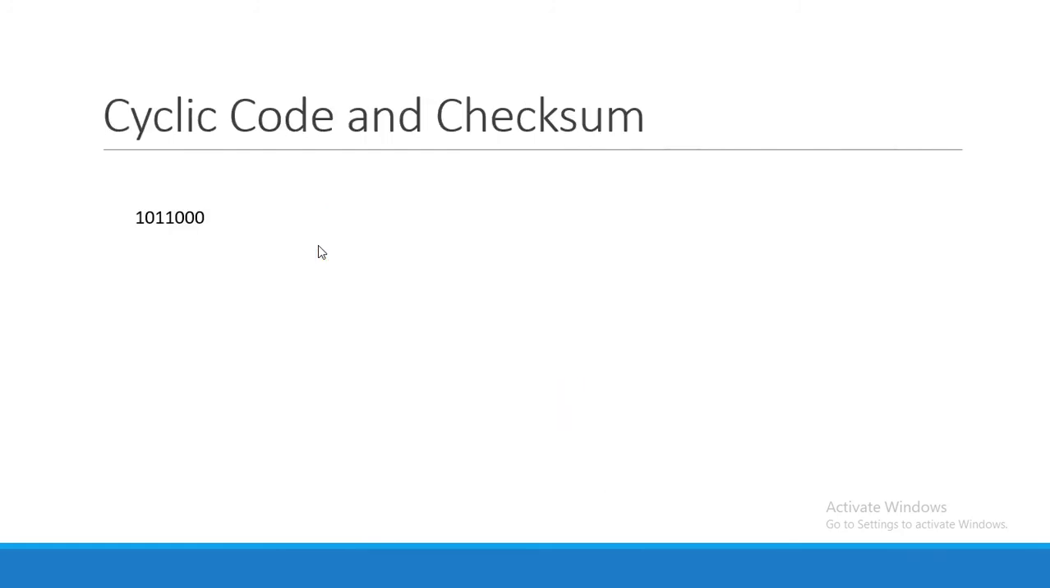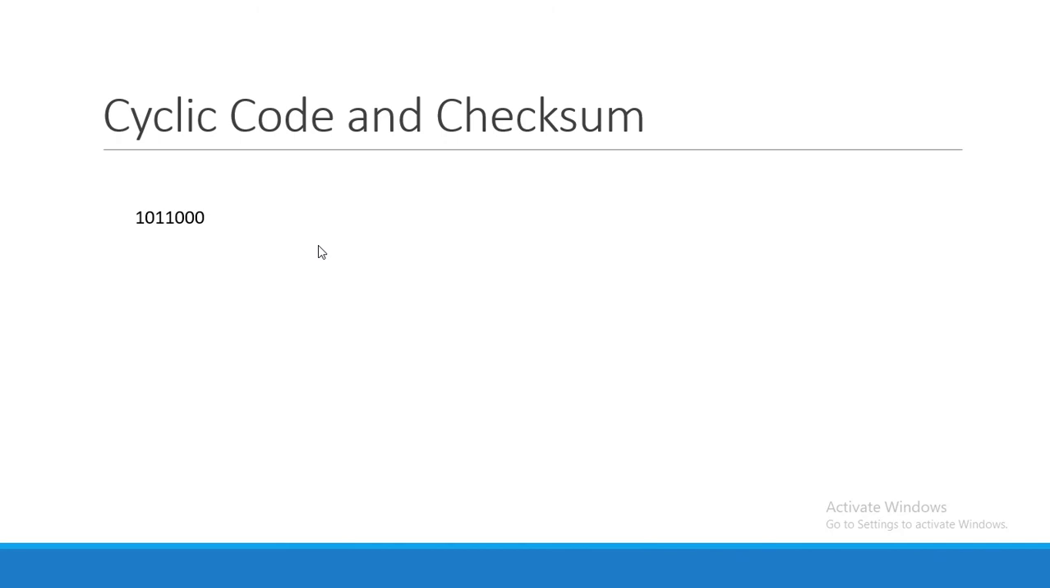Cyclic code and checksum. Here, cyclic redundancy check and checksum are used to detect errors in transmission and storing data.